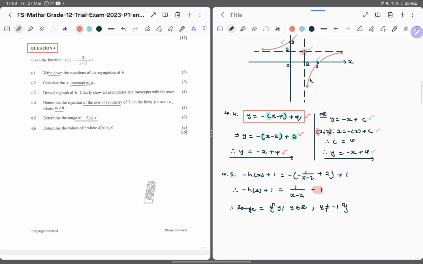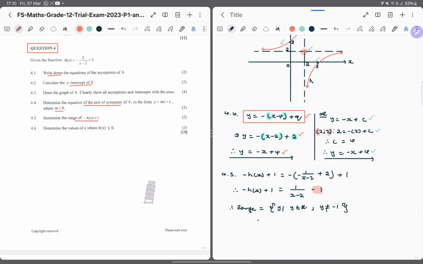So that's the one, guys. But again, even if you didn't write all of this, you can just write the range is such that y is an element of real numbers so that y is not equal to minus 1. That's all right. That's easy.